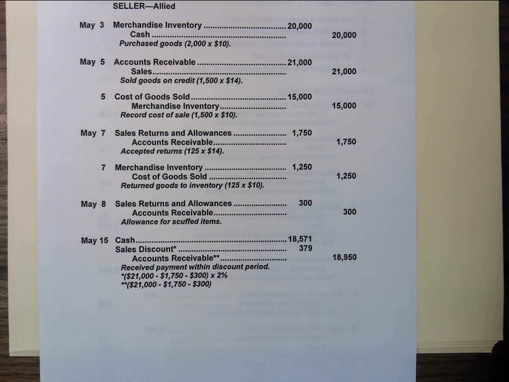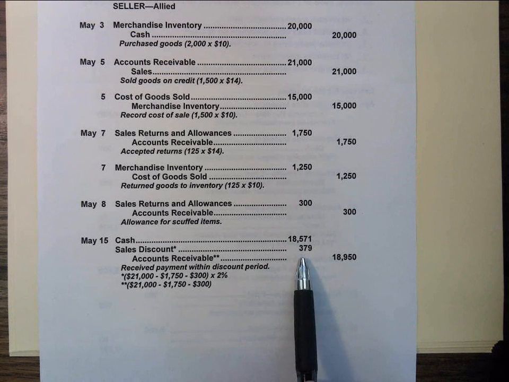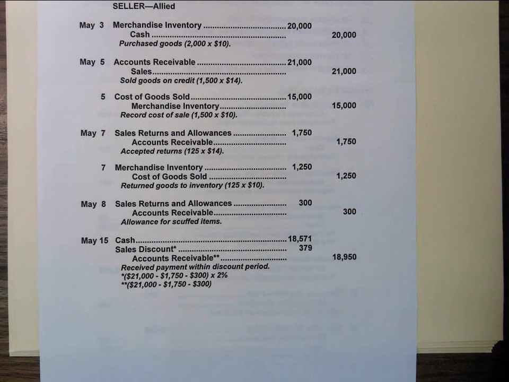So this one was a little more complicated, right? Because we had some returns and we had some allowances, and the numbers weren't nice and simple, right? But we get to that $18,950. We know that all goes away. We compute the discount and back up into the amount of the cash payment. So that's how we record sales transactions in a merchandising business.